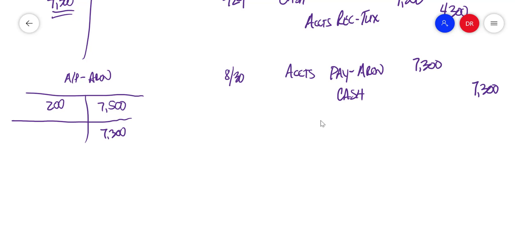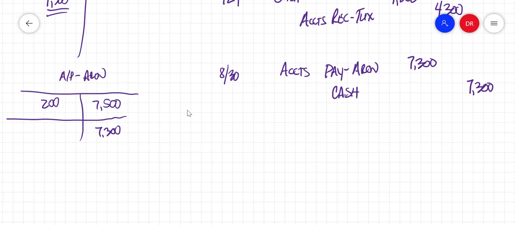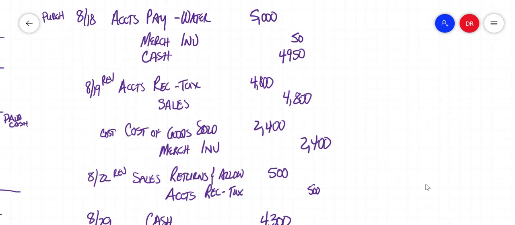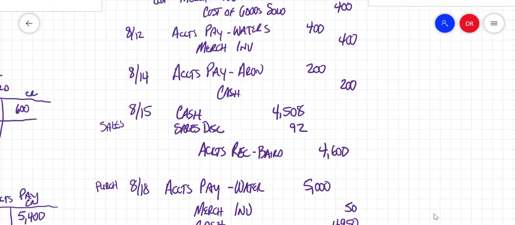Okay. Well, that concludes these journal entries. And again, I wanted to go back through them all because I want to make sure you got them all in sequence and that you didn't miss anything.